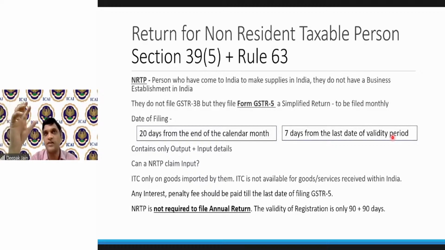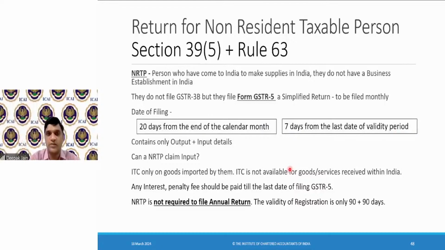ठीक है? Monthly filing till 20th or in between the period till 7 days from the last date of the validity period. This contains only details of output and input details. Can an NRTP claim input tax credit? Everybody has given a right question that ITC only on goods imported by them can be claimed. ITC is not available for goods or services which is received within India. Then any interest or penalty shall be paid within the last date of filing GSTR 5 itself.